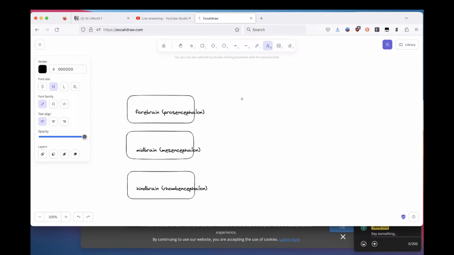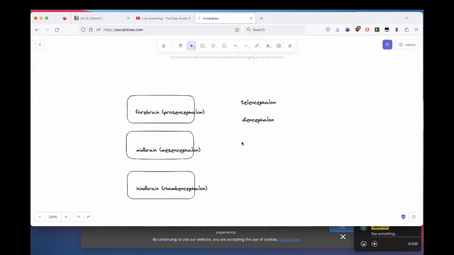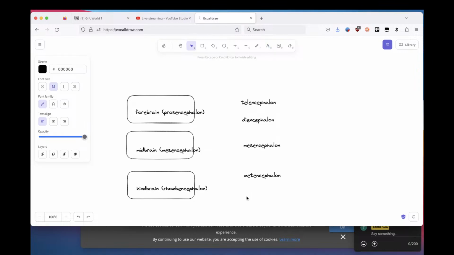the forebrain is going to split into two, so we're going to have telencephalon, and then alphabetically diencephalon. Okay, and then mesencephalon is going to stay mesencephalon. Okay, and then the hindbrain is going to become the metencephalon and the myelencephalon. Okay, finally, we're going to have more differentiation.